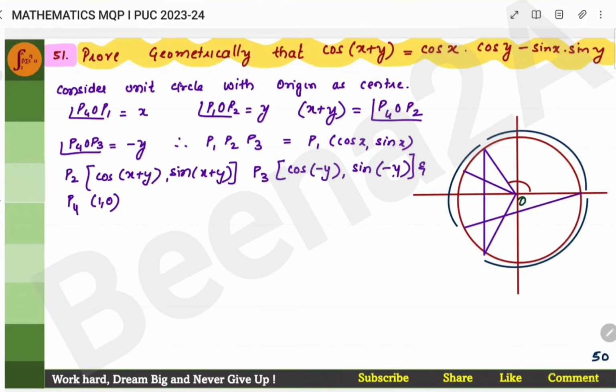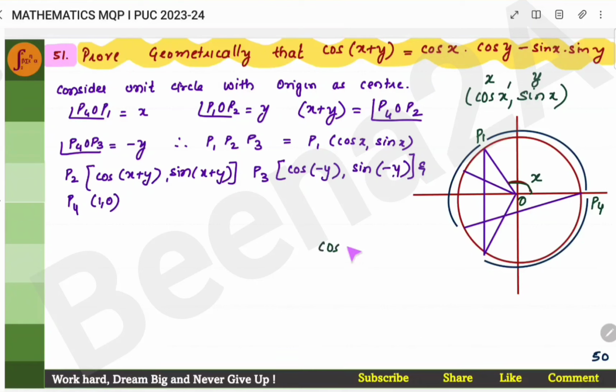So let's draw point, say P1. Let this be point P4, right? And let the angle from P1 O P4, this angle, be x. And the coordinates of this P1 would be cos x and sin x. So because this is a unit circle, x coordinate is represented by cos x and y coordinate is represented by sin x. Now why? How come?